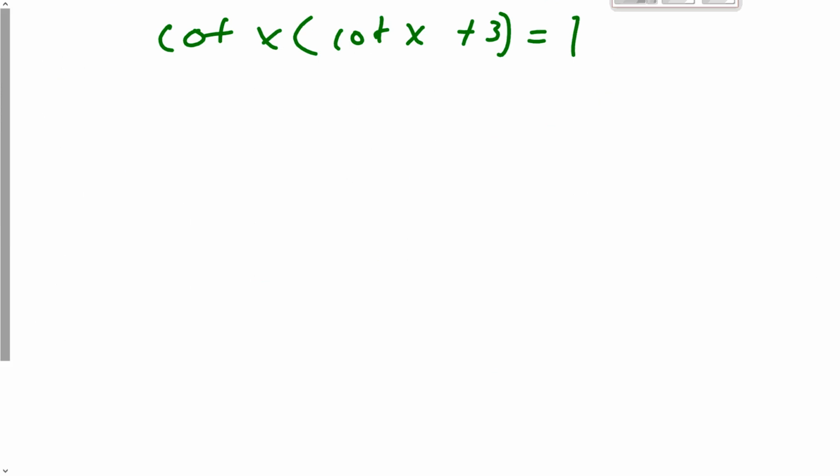Okay, so here's another example. Here, because we don't equal 0, we want to distribute this cotangent to both of these.